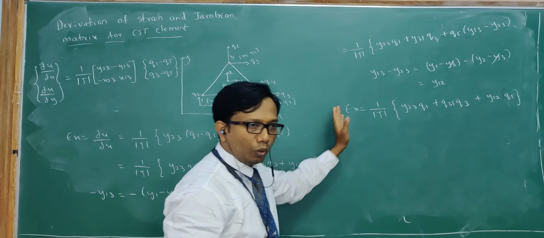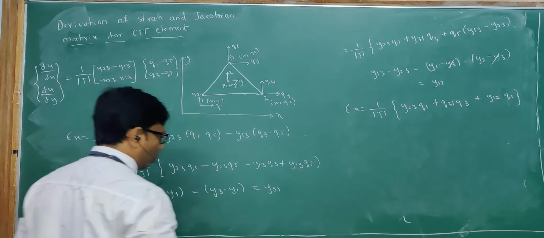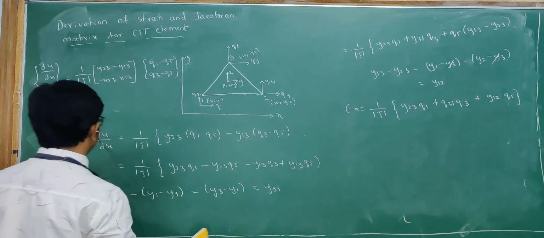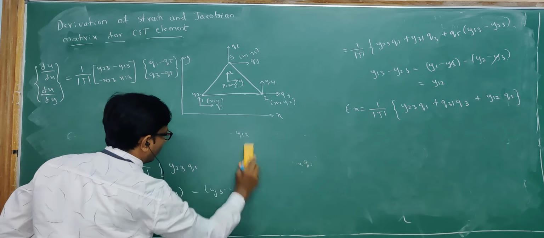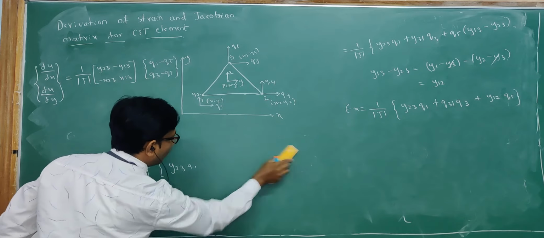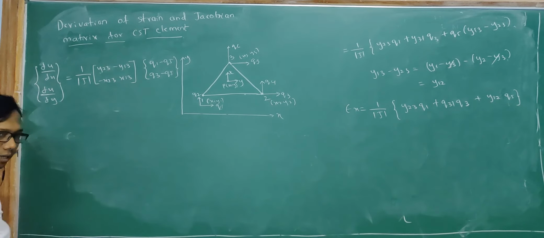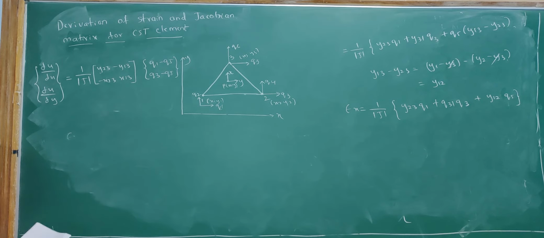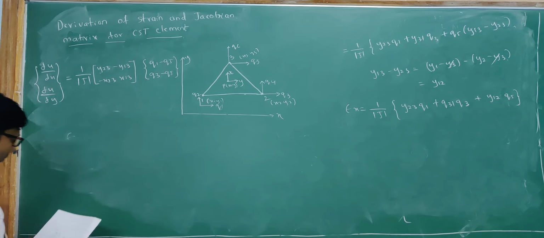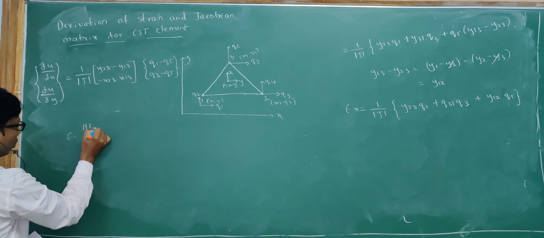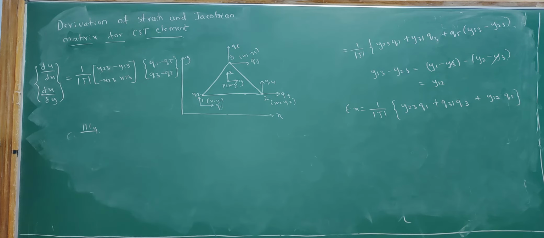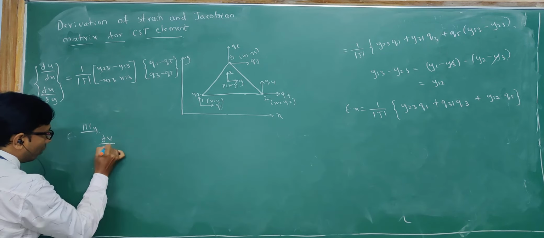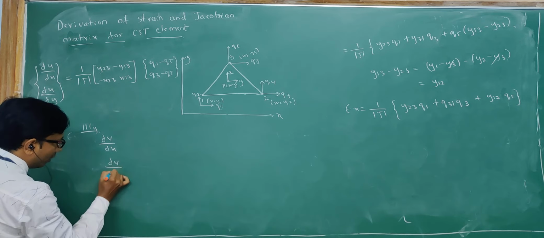Similarly, you have to do it for epsilon y. When you want to write for epsilon y, it is nothing but dou v by dou y. So similarly, if you want to write it for epsilon y, you will be writing it as the same thing, dou v by dou x, dou v by dou y.